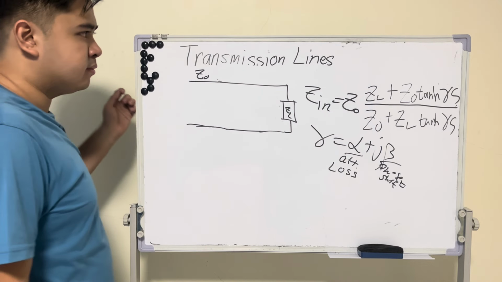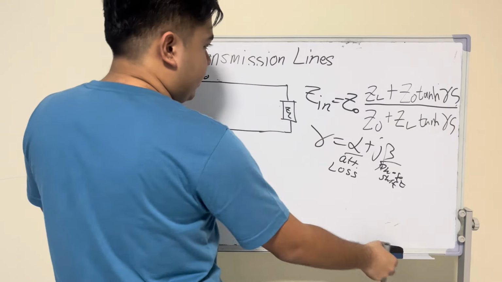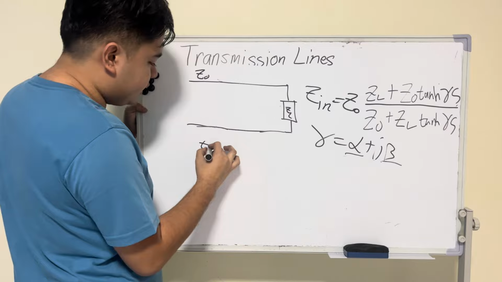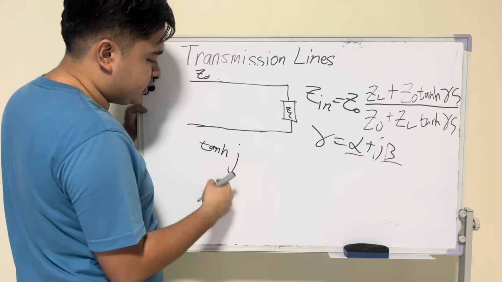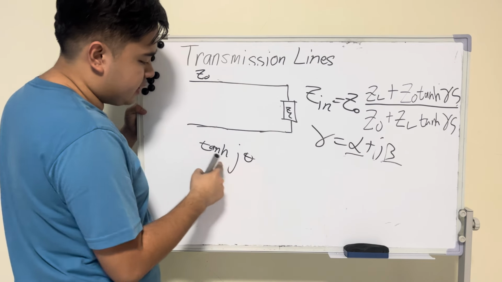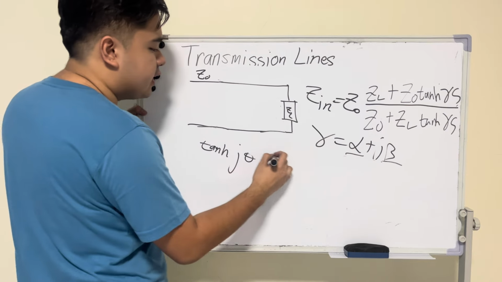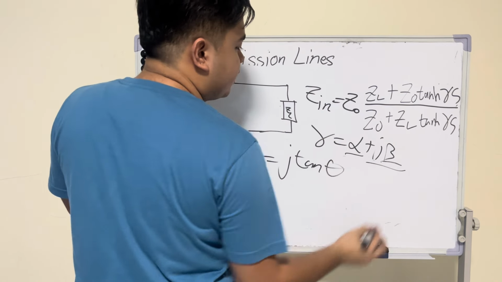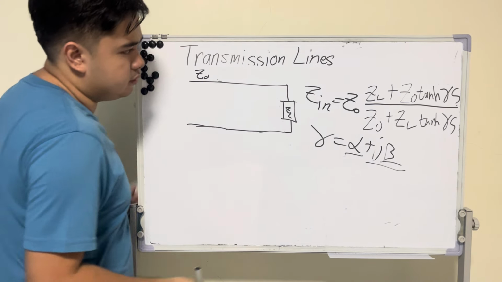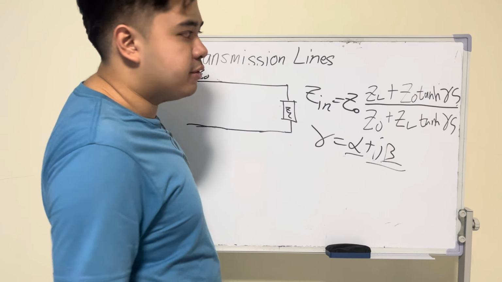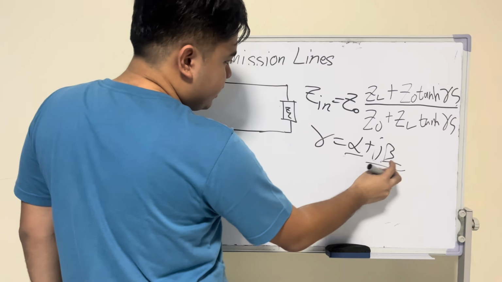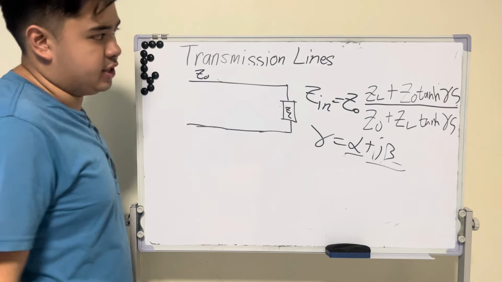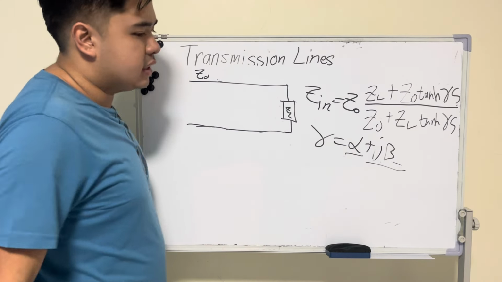So yeah. Now, in order to simplify this, we can take hold of the fact that the hyperbolic tangent of something imaginary, for example, hyperbolic tangent of j theta, is j tangent of theta. And we have something j beta over here. That's the one thing that can make this much simpler, and instead of hyperbolic tangent, we would have tangent, right? But there is the alpha.